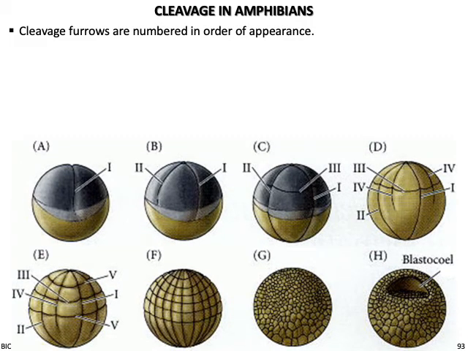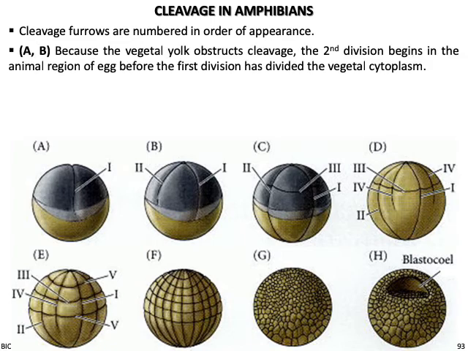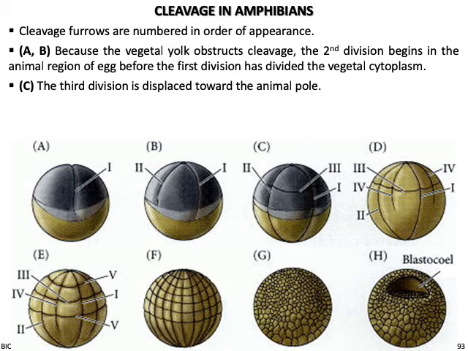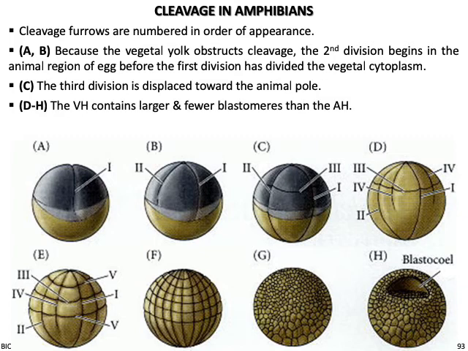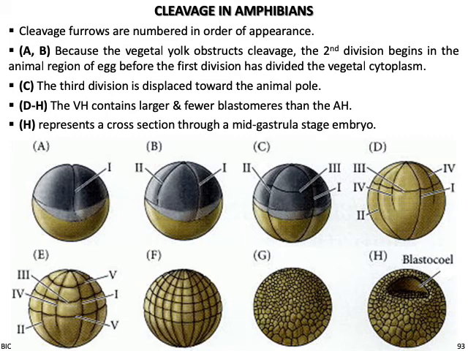Again, the cleavage furrows are numbered in order. The second cleavage is retarded. The third cleavage is displaced toward the animal pole because the yolk is concentrated in the vegetal pole. That's why the vegetal hemisphere contains larger and fewer blastomeres than the animal hemisphere. And the last one, figure H, represents the mid-gastrula stage embryo. It's a transition stage into the gastrula stage.